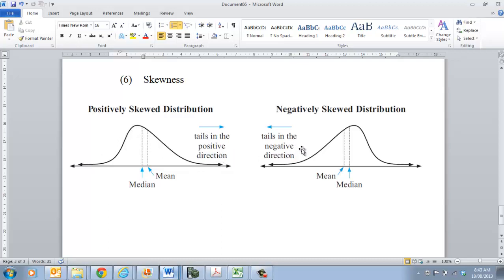Again, if it tails towards a negative direction, then we say it's negatively skewed data. Or again, if you want to think about the opposite, if most of your data is at the positive end, then we call that negatively skewed, the opposite process there.